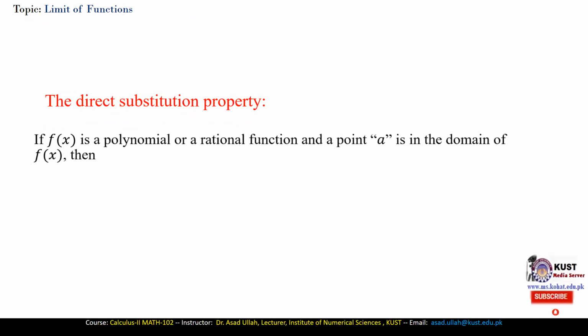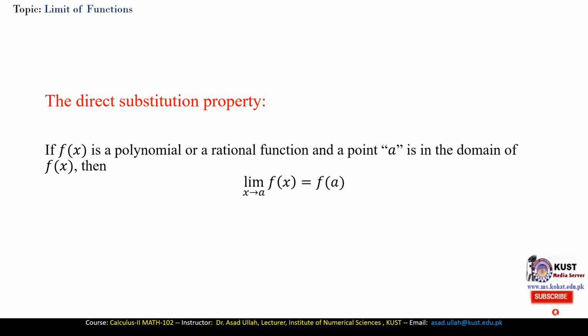The direct substitution property. If f(x) is a polynomial or a rational function and a point a is in the domain of f(x), then the limit as x tends to a of the function f(x) is equal to f(a). This means that if we have a polynomial or a rational function and we are to find the limit at the point a that is inside the domain, we have just to use this point in the function to evaluate the limit.